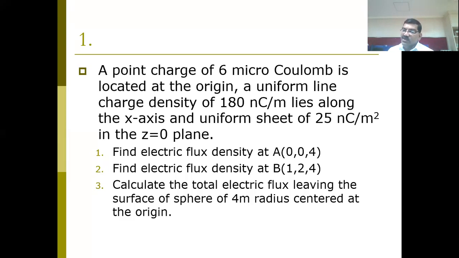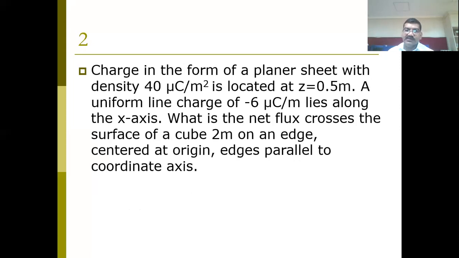Okay, so we'll go further. They are not very difficult numericals. They are maybe somewhat tricky. You have to apply your brain. Okay, we'll go further for the next.